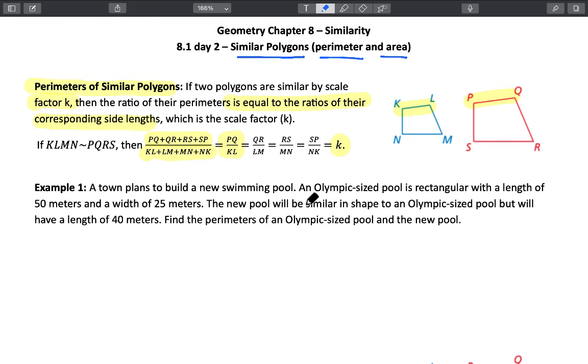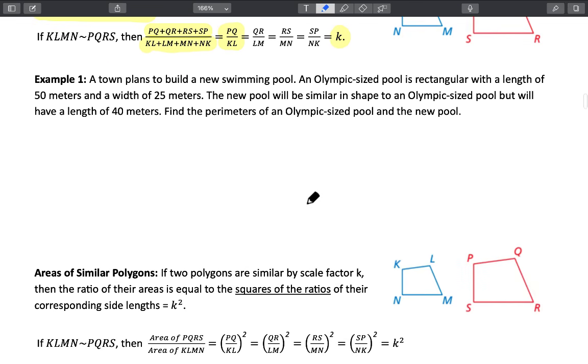All right, let's take a look at this first example. A town plans to build a new swimming pool. An Olympic-sized pool is rectangular with a length of 50 meters and a width of 25 meters. So let's just do a rectangular swimming pool. Here we go. This one's going to have a width of 25 meters and a length of 50. All right, so we'll just label those. There's our Olympic swimming pool.